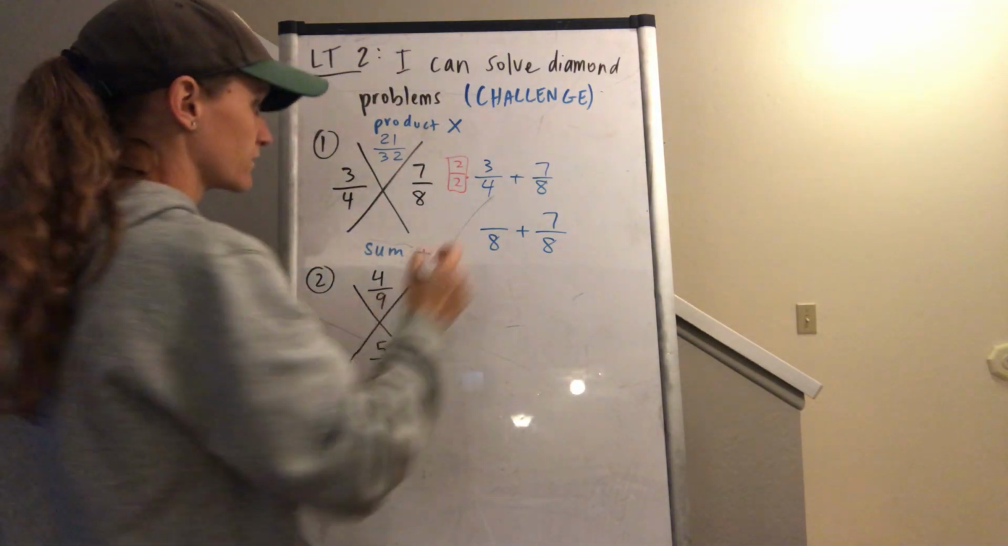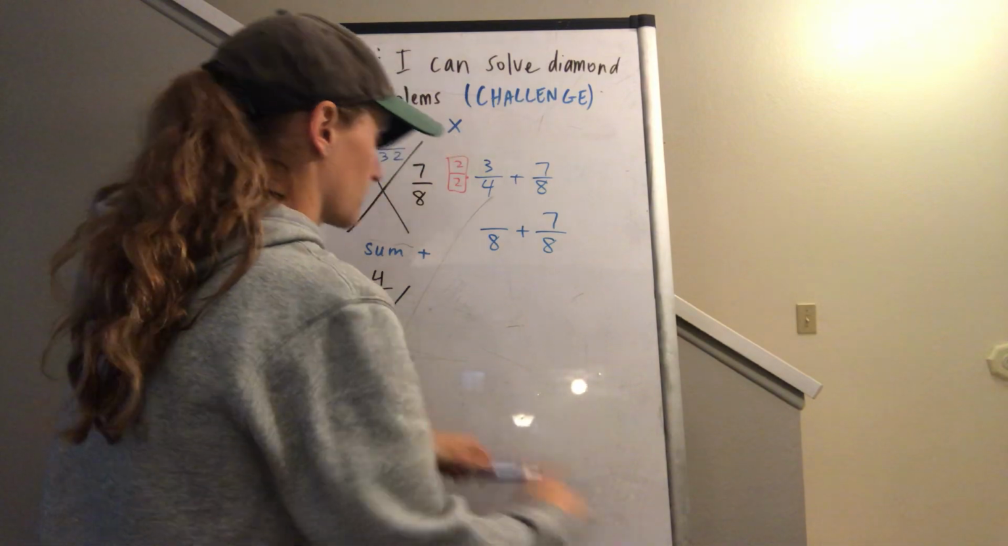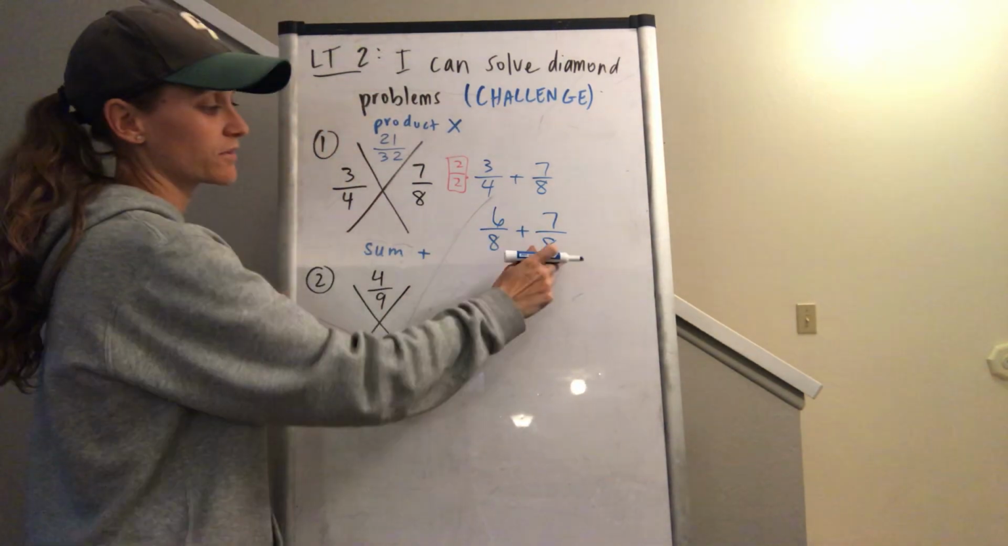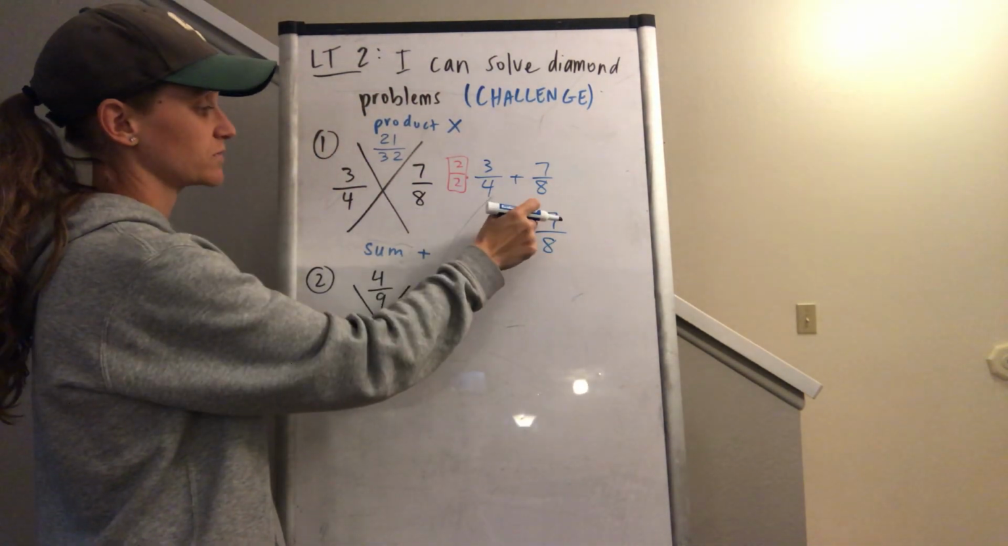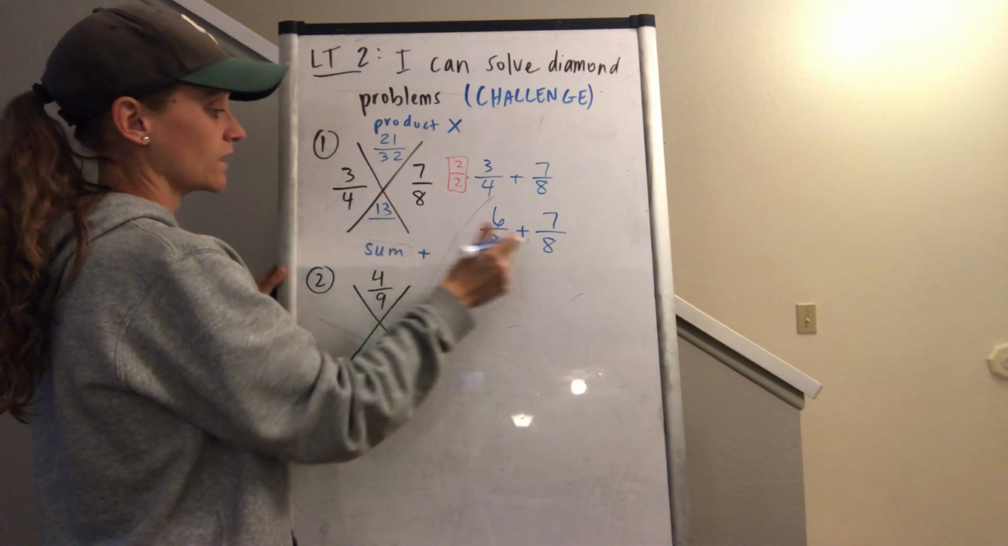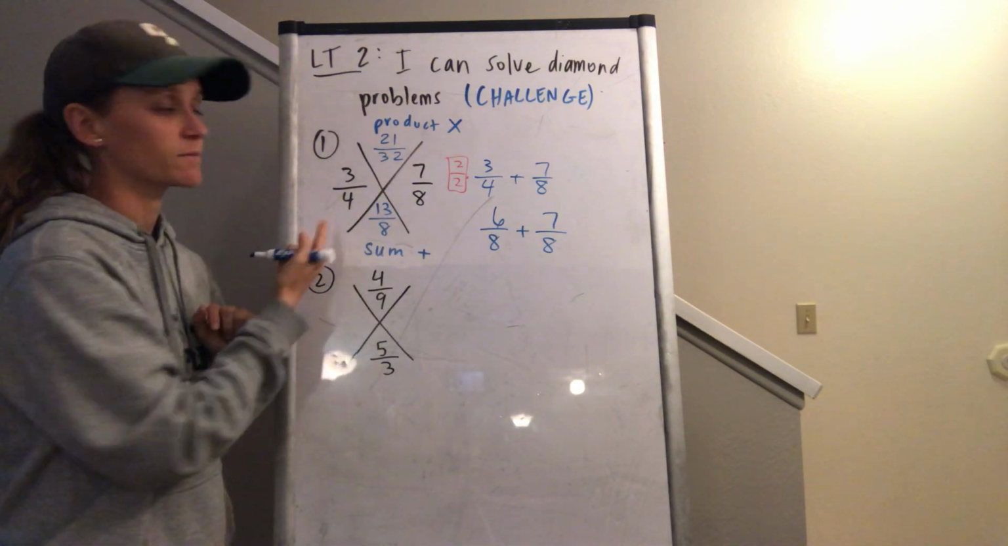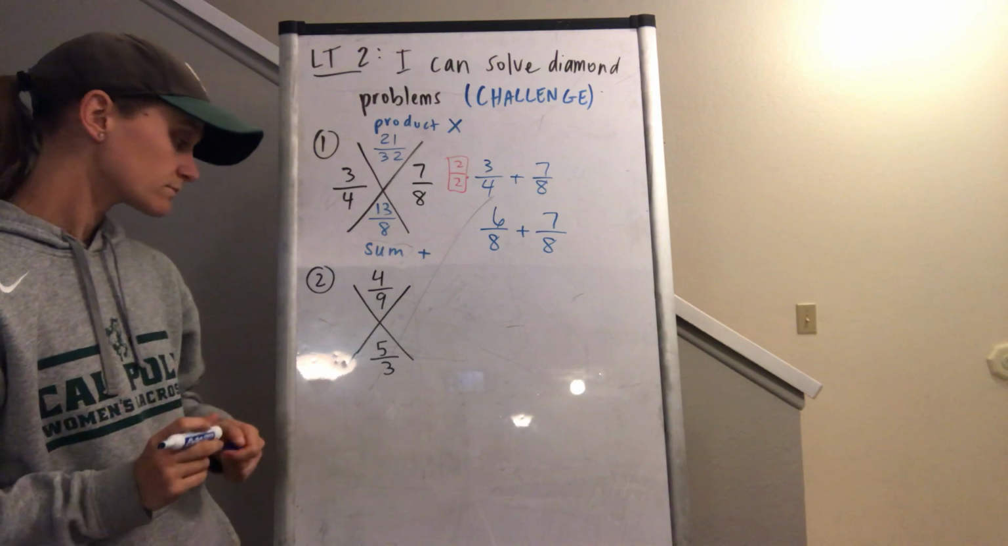And then after that, 2 times 3 is 6. And so now they have common denominators. 6 plus 7 would be 13. And then I just keep the 8 on the bottom. So now my diamond's done for that first one.